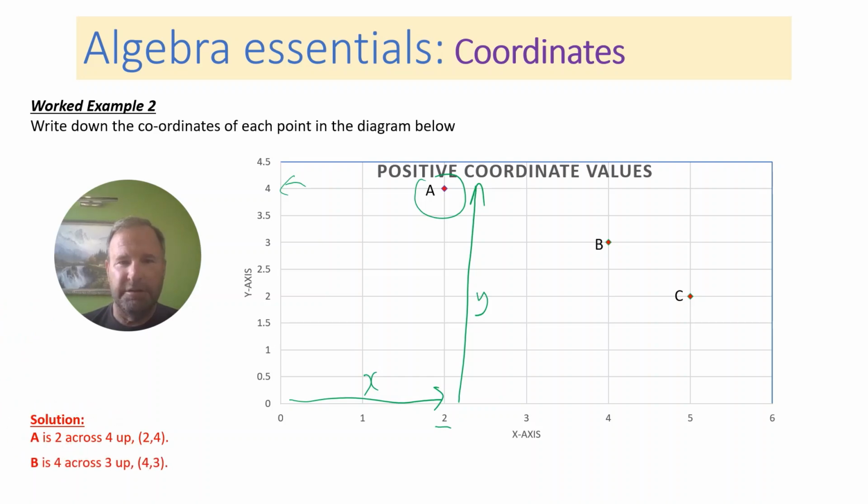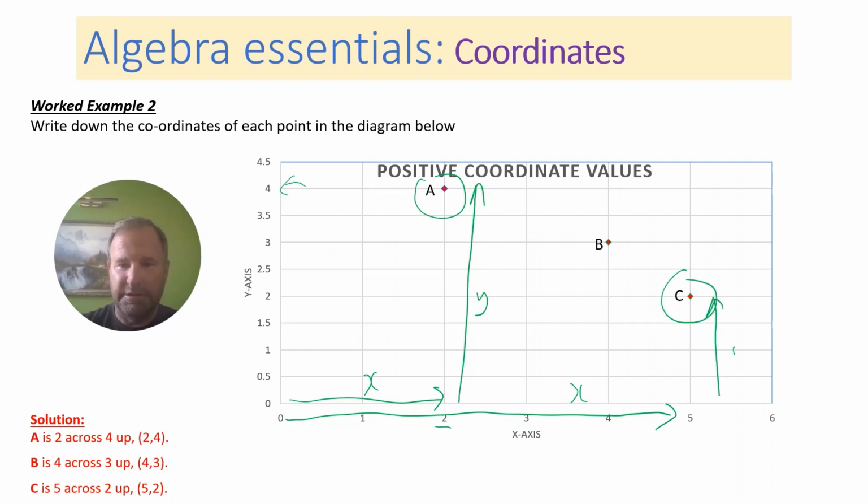The next one here, B is 4 across and 3 up, and C is 5 across and 2 up. You can see that here. I'll just draw it across here. So we go 5 across, 2 up is our C. Remember, that's your x and that's your y.